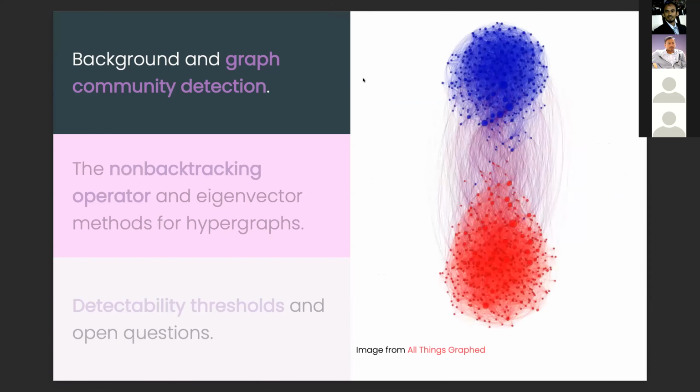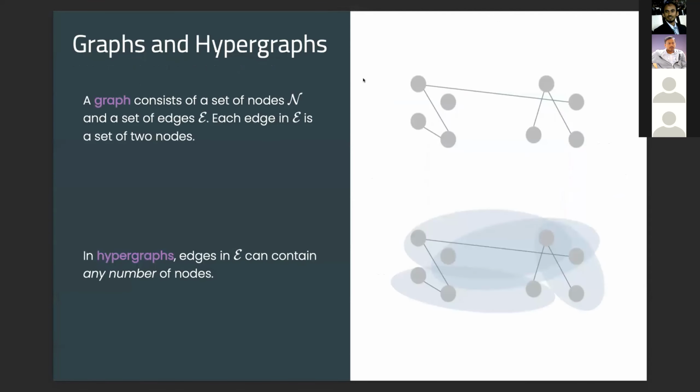Okay, so I'll begin, as I said, with some background information and a reminder about approaches for graph community detection. All right, so I'm sure we have already seen the slide this morning, but let me just remind you, a graph consists of a set of nodes and a set of edges. Each edge in a graph is a set of two nodes, right? We have the connection between two nodes.